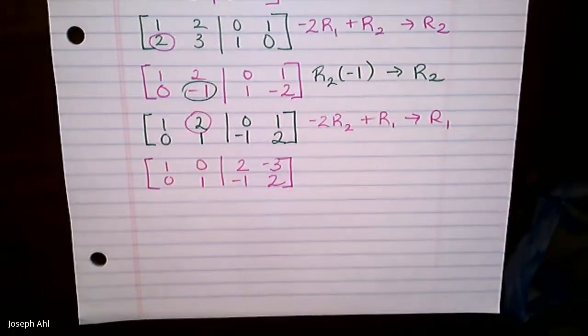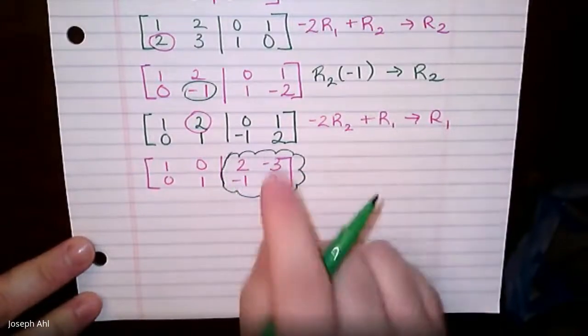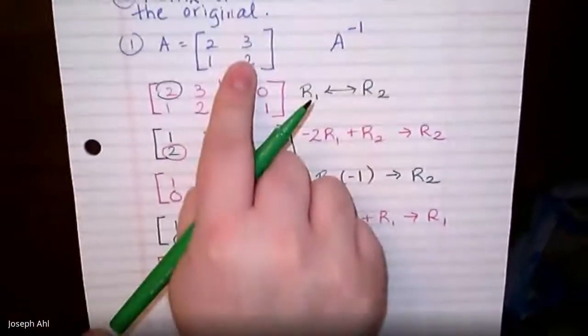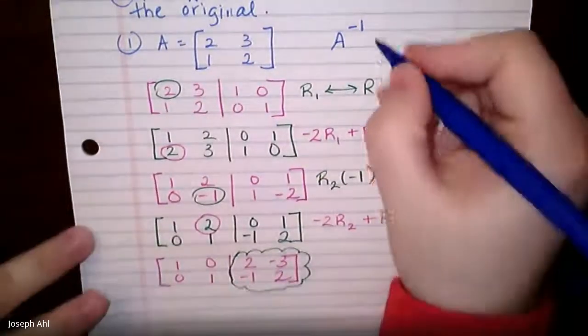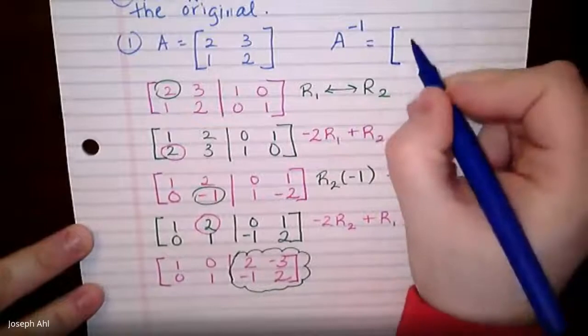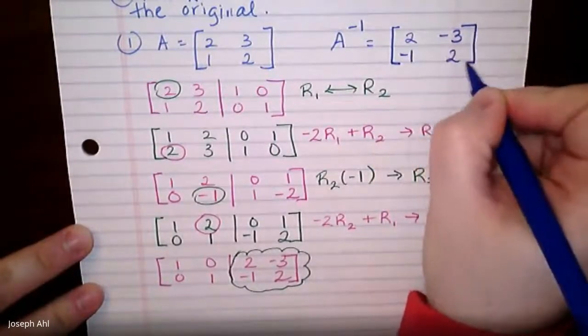We now have that identity matrix on the left-hand side. So like I mentioned earlier, the matrix that's on the right-hand side, this thing right here, is the inverse of what I started with, all the way at the top. So the inverse of matrix A would be 2, -3, -1, and 2.